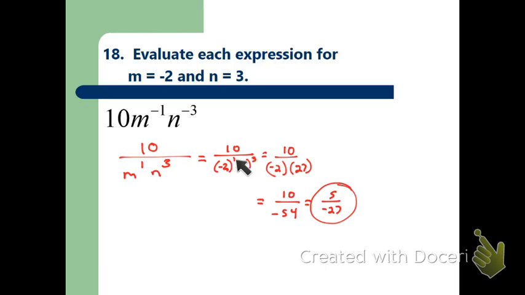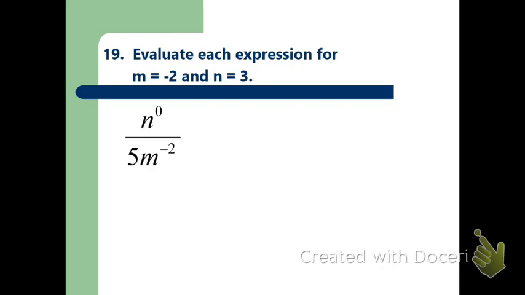-2 to the 1 is -2. 3 cubed is 27. -2 times 27 is -54. But 10 and 54 both have a 2 in them. I take out that 2, I get 5 over -27. Next problem.